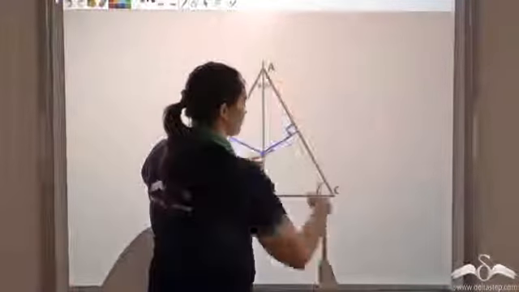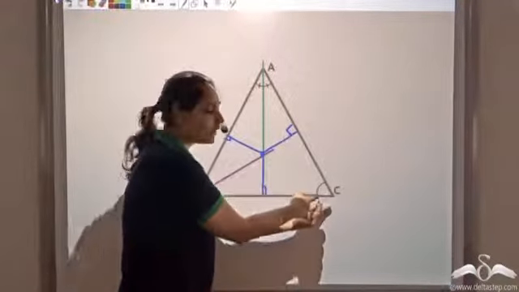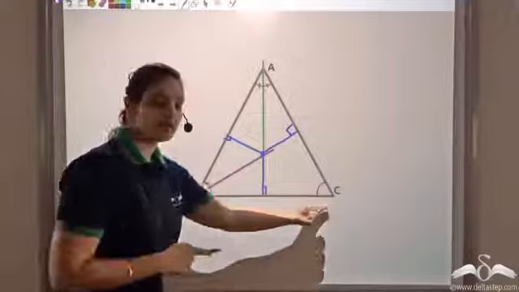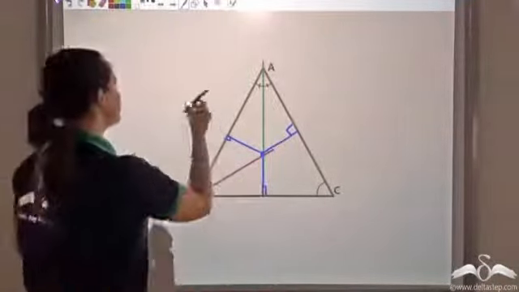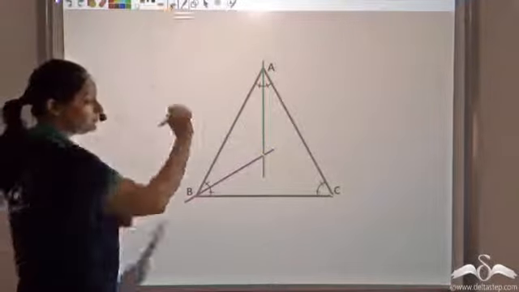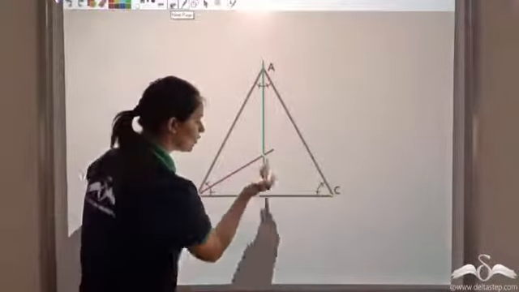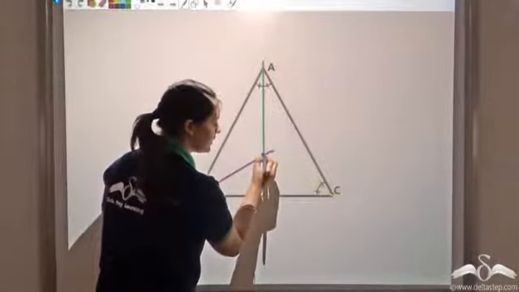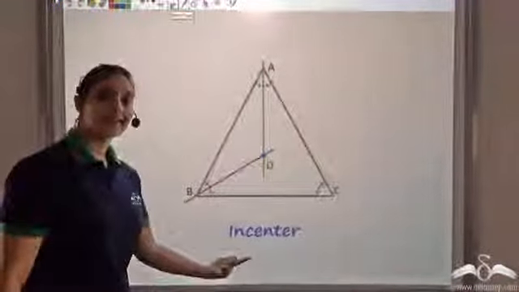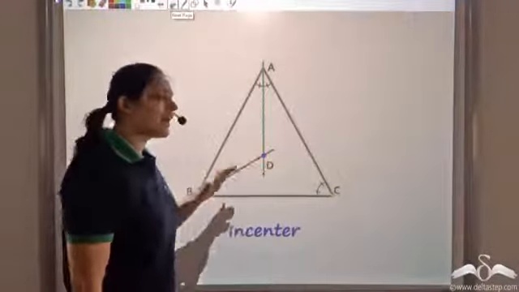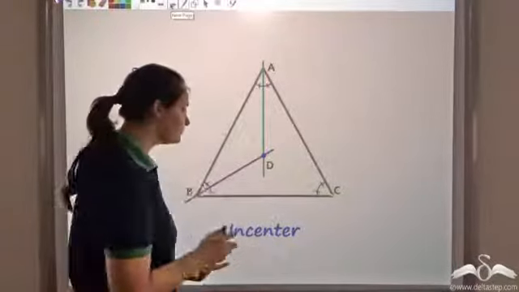Now, what if I draw another angle bisector? I have another angle C. Would this angle bisector actually intersect at this point? Let us see. Let us draw another angle bisector. What do I observe? That all these three angle bisectors intersect at a point. And this point is called the incenter. The point where angle bisectors intersect is called the incenter.